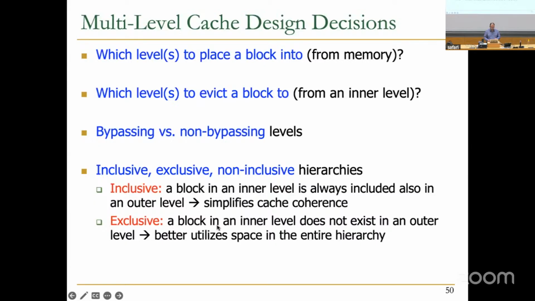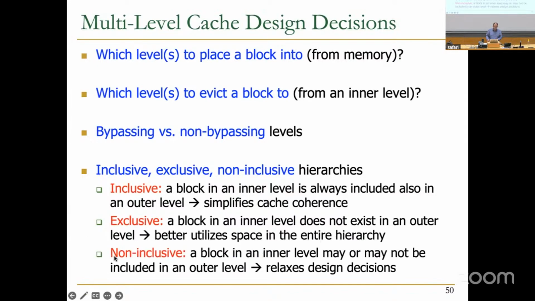With exclusive caches, a block in an inner level does not exist in an outer level, for sure. Like if the block exists in L1 cache, that block definitely does not exist in L2. That's for sure, because that cache is exclusive. So this is better, it better utilizes the space in the entire hierarchy. In inclusive cache, you are duplicating data a lot. You are duplicating a lot of the data that you have in L1, you need to duplicate all of them in L2. Also, everything in L2 you need to duplicate in L3 if L2 is inclusive, and so on and so forth. But in exclusive cache, you don't duplicate, and that better utilizes space in the entire hierarchy.